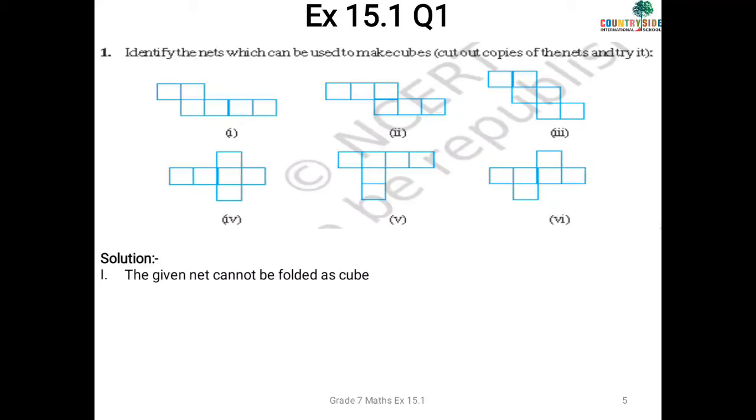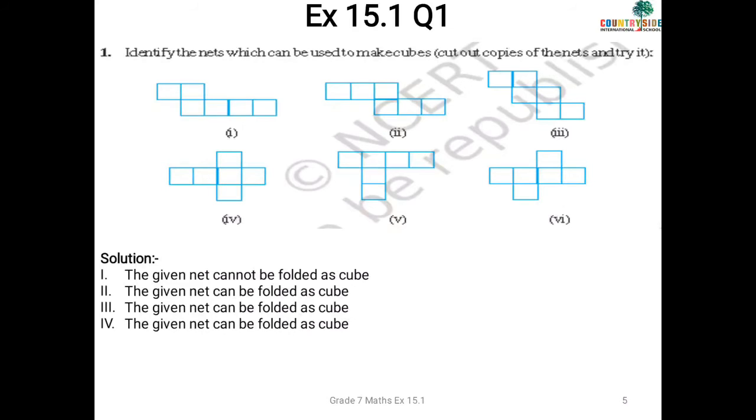So I want everyone to cut the layout for the second part on a piece of paper and try to make a cube. So yes, in the second part it can be folded as a cube. Similarly, the third part can also be folded as a cube. Fourth part, we have already seen the unfolded cube. So yes, the given net can be folded as a cube.